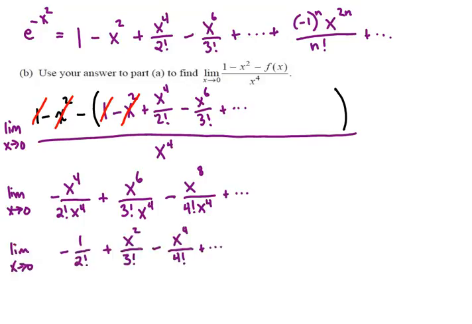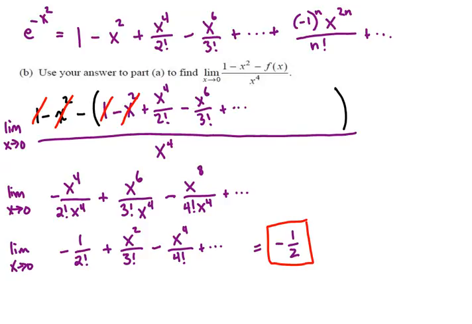And you're going to get negative 1 over 2 factorial plus x squared over 3 factorial minus x to the fourth over 4 factorial. And so what happens here, then, as x approaches 0, all of those terms to the right of the first term are going to zero out, and you're going to end up with simply negative 1/2, since 2 factorial is 2. And so that's the answer to Part B. Again, pretty straightforward when you see the idea there. So we're going to go on to Part C.